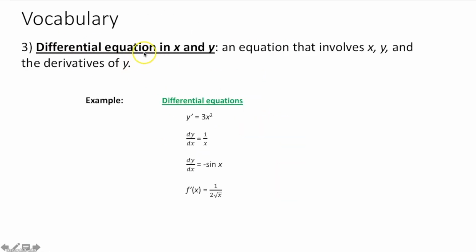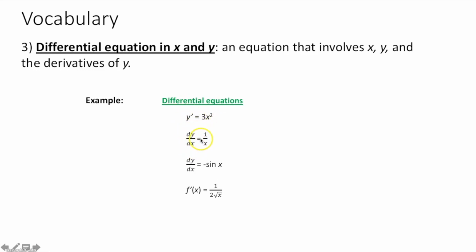Now, a differential equation in x and y is just an equation that involves x, y, and the derivatives of y. So let's say you have a function and you take the derivative of that function. Then that new equation that you have is a differential equation. So if we had y is equal to x cubed and took the derivative, we now have y prime is equal to 3x squared. And this is a differential equation because we have the derivative of y.